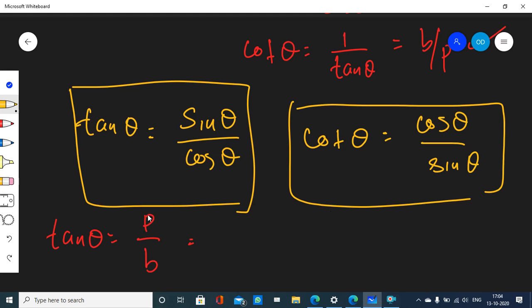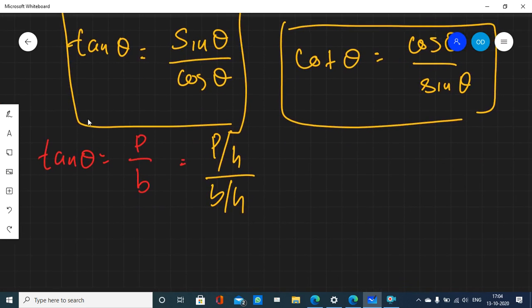So tan theta is equal to P by B. You know already that we can divide a non-zero number on the numerator and denominator, and the fraction value will not change. If I divide the numerator by H and the denominator by H, will the fraction remain the same or change? Same fractions, right?